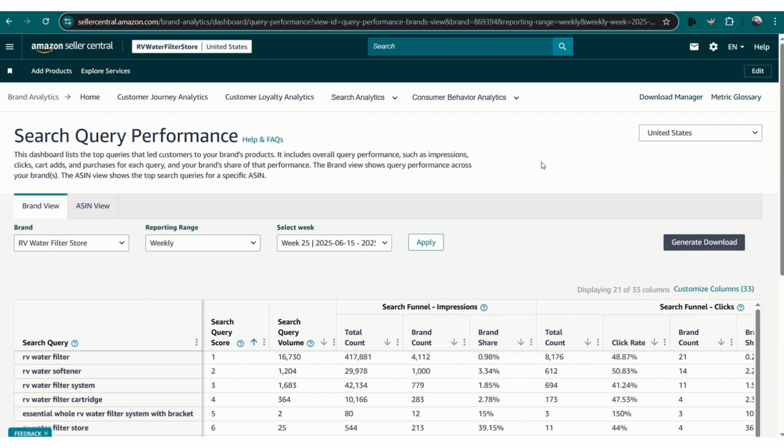Ultimately, the Search Query Performance Report is not a complete picture, but it is a valuable lens into how Amazon views your product in relation to customer search behavior. Used thoughtfully, it becomes a foundational component of a well-rounded optimization strategy.